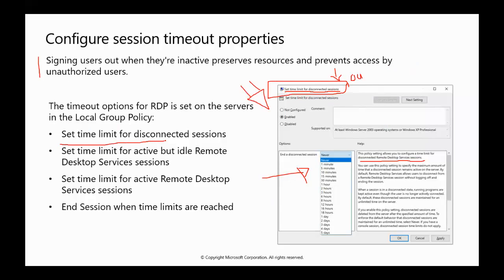So set time limit for disconnected sessions. If they are disconnected for a certain time, then the group policy will shut down or log off this session. Set time limit for active but idle sessions. They are active, they are running, but they are idle. There is no activity on them. Set time limit for active remote desktop service sessions, and the session when time limits are reached. Let's say I decided for 30 minutes. When it reaches the 30 minutes, it will shut down or log off the computer or the virtual machine. Okay?